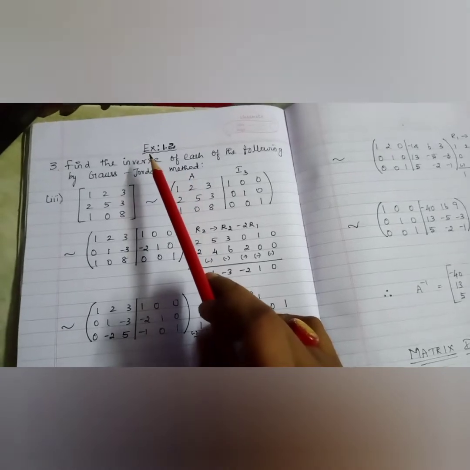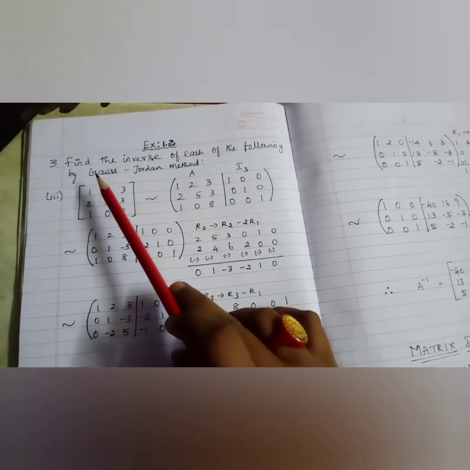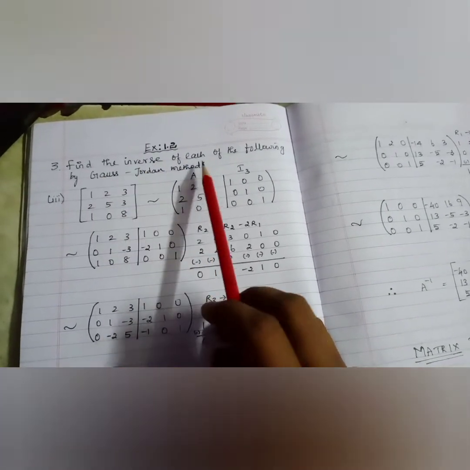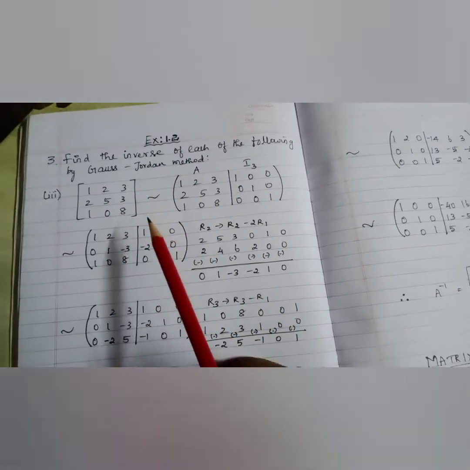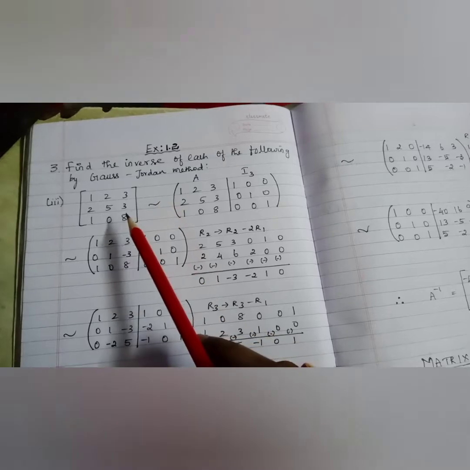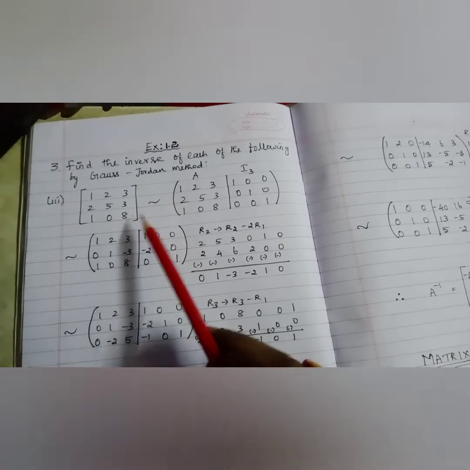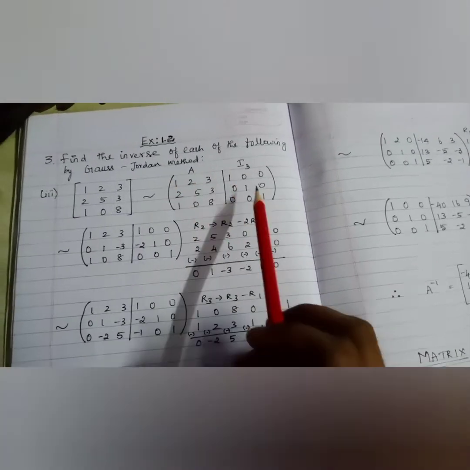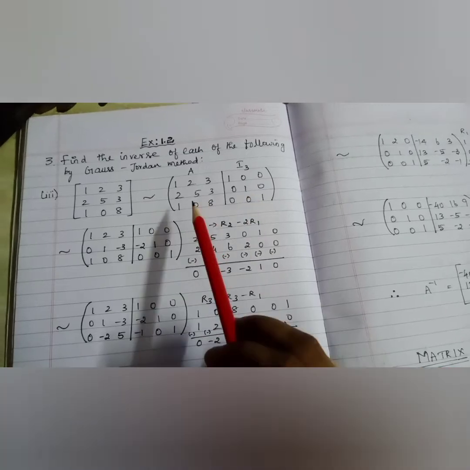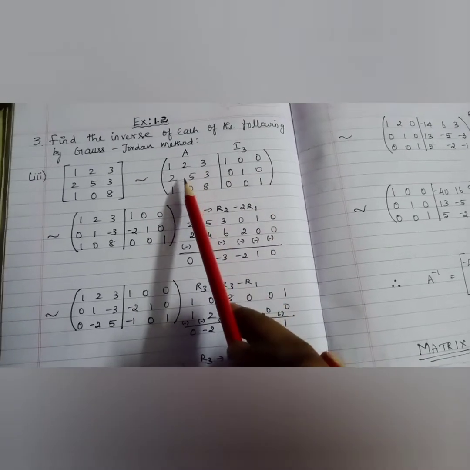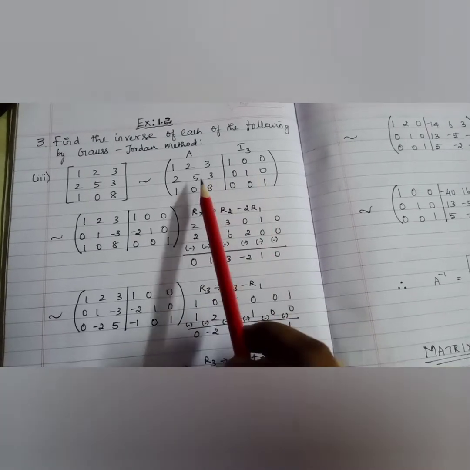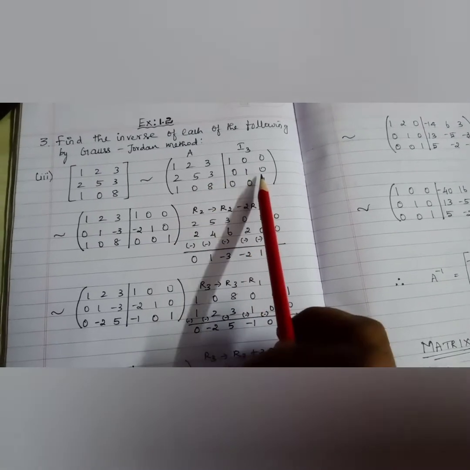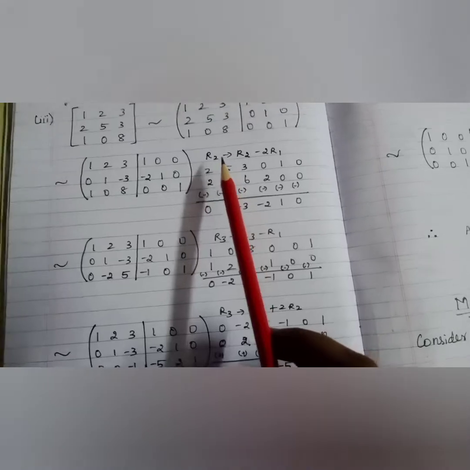So now we will continue with exercise 1.2 third subdivision. Find the inverse of each of the following by Gauss-Jordan method. Just now we saw in the definition of Gauss-Jordan method that as soon as the matrix was given, we have to write the augmented matrix by writing the identity matrix of same order on the right hand side. So I have written the matrix A with the identity matrix of same order, that is 3 cross 3, on the right hand side. Now we will introduce the elementary transformations.